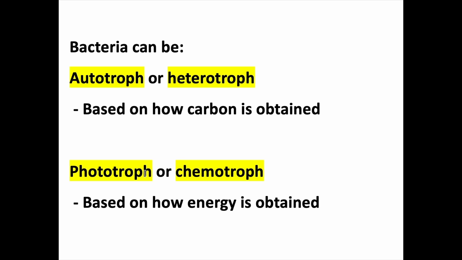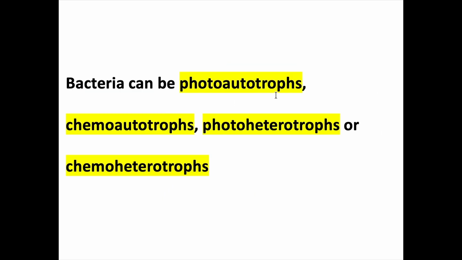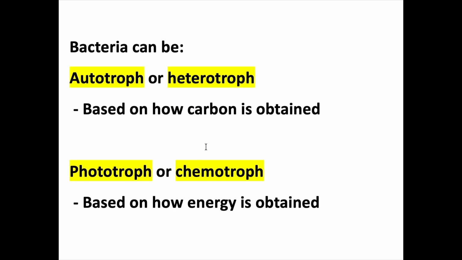So these two are based on energy. These two are based on carbon. Predictably, there's a crazy flowchart, and there are 4 possible combinations of these different categories. Bacteria can be photoautotrophs, chemoautotrophs, photoheterotrophs, or chemoheterotrophs. And if your head is spinning from all these terms, trust me, it's just these 4 that we already know that are really straightforward, but put together in different combinations.